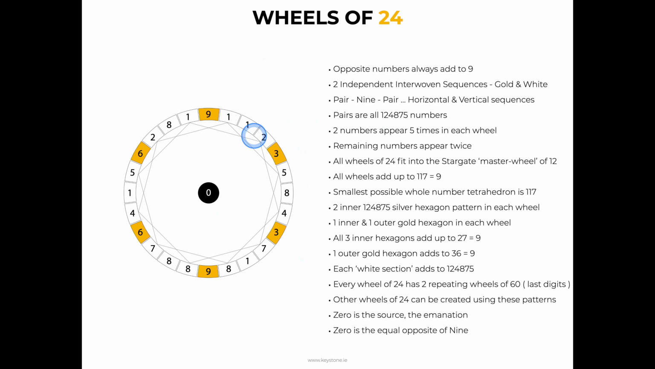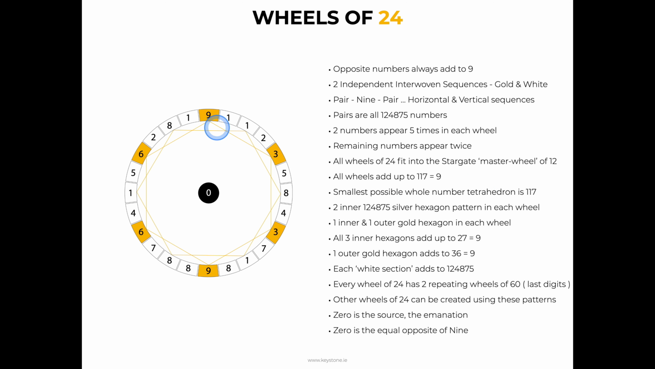And all of these wheels, these white and gold wheels, add up to 117. 117, of course, reduces to 9. It's also the smallest possible whole number tetrahedron. And the tetrahedron is an extremely important shape in nature, which we'll cover when we discuss the Platonic solids later. In each of these gold and white wheels, we find a 1, 2, 4, 8, 7, 5 hexagon appearing twice, one spinning clockwise, one spinning anti-clockwise.